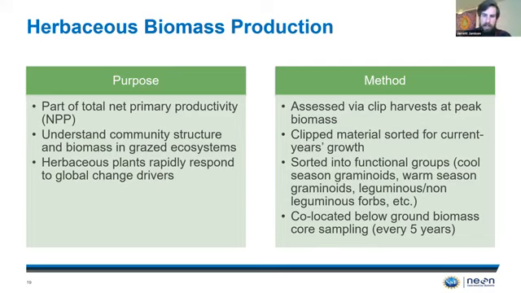In order to engender cross-compatibility with existing research, we sort clipped biomass into functional categories that are broadly similar to those employed by the Global Nutrient Network Research Group. Co-located belowground biomass core sampling also occurs every 5 years. And we'll get to that protocol here in a little bit.